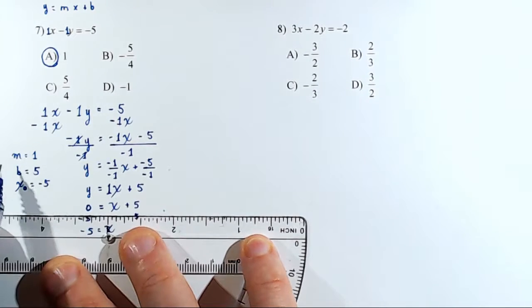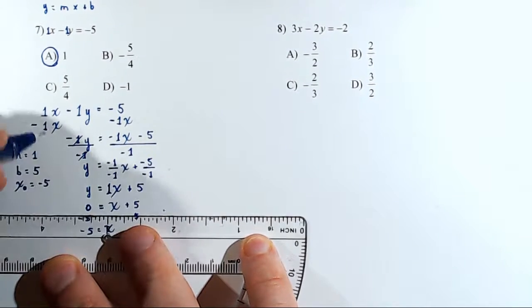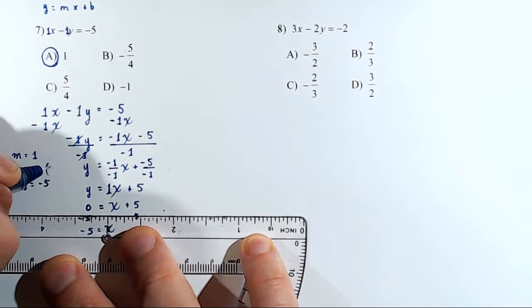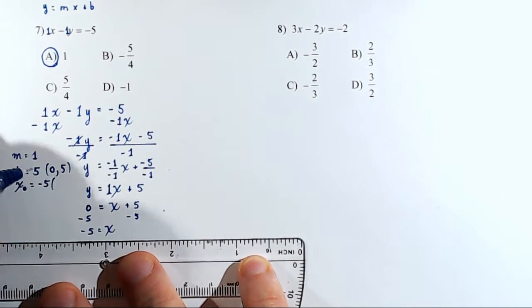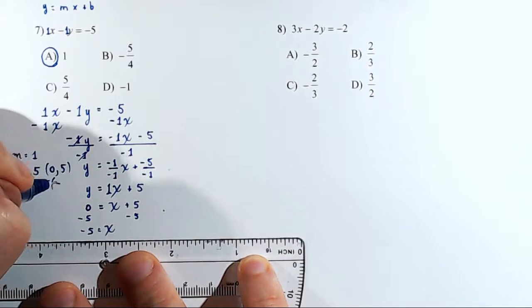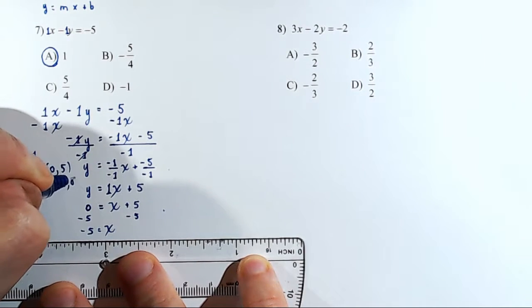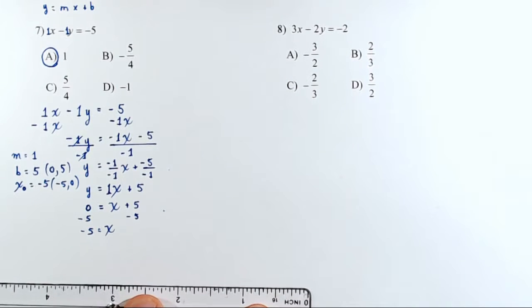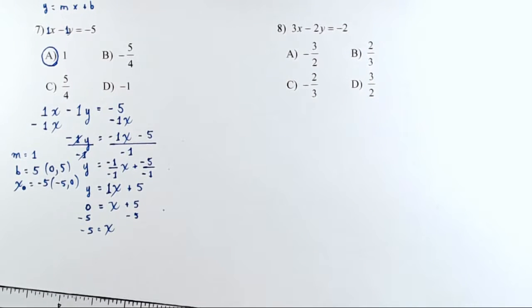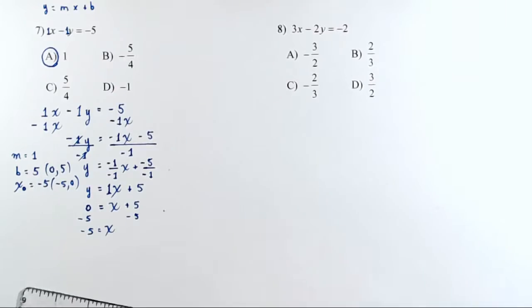The coordinates of the y-intercept and the x-intercept are always easy to find because the y-intercept will be 0, b, so 0, 5. The x-intercept will be -5, 0. So whichever intercept you're finding, the other value is 0. So that's all the information we need. Let's create a little picture.